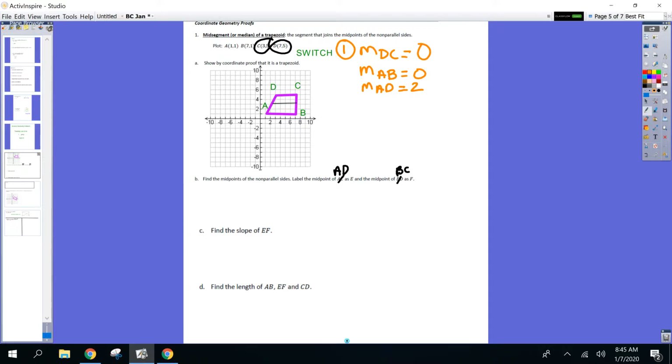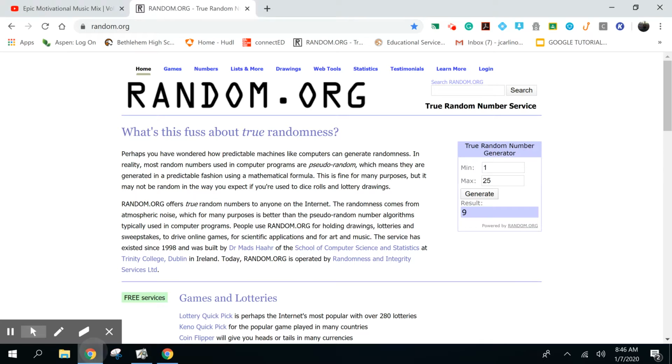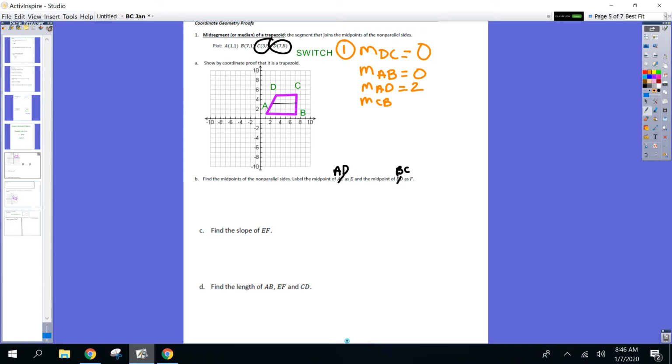Who's on their game here? Slope of CB. Who is on their slope game here? 5. We got a 5? What type of line is it? Vertical. It's not 0, but it's... Starts with a U, ends in undefined. It's undefined. Vertical. Or you could say no slope. Don't say 0, though.